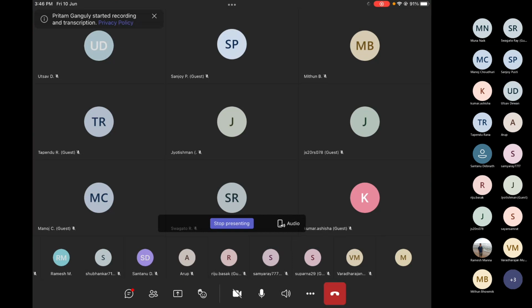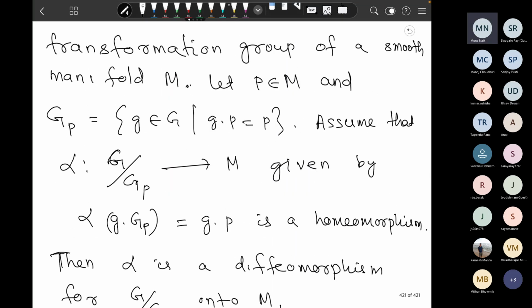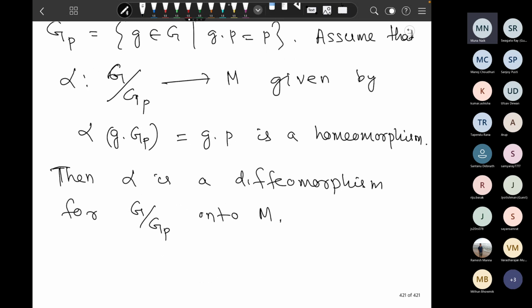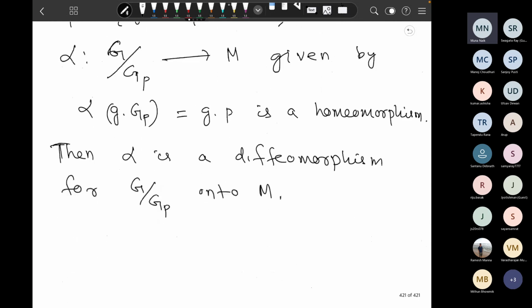Yes. So then this alpha is a diffeomorphism from G mod Gp onto M. Okay, so this is for proof.